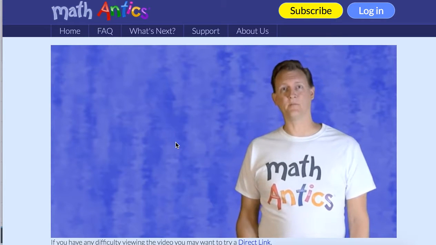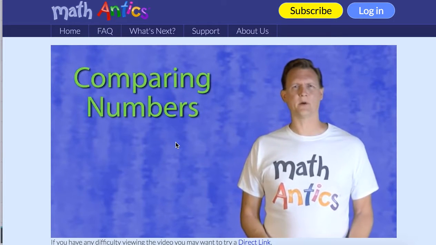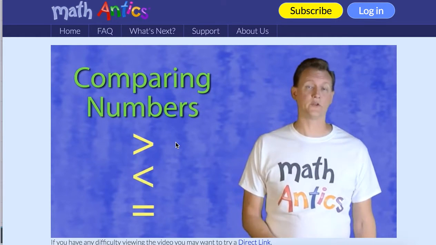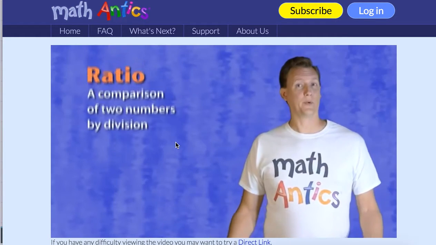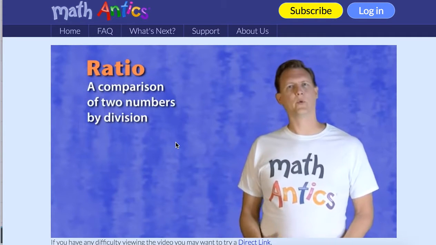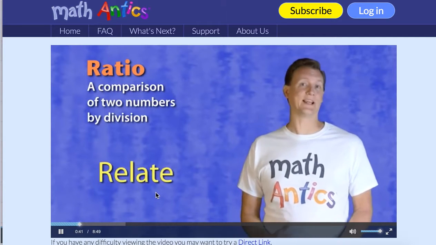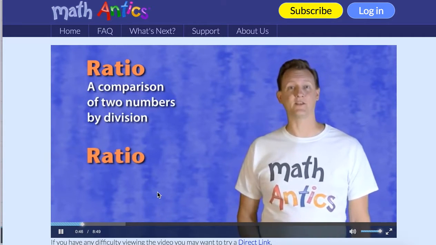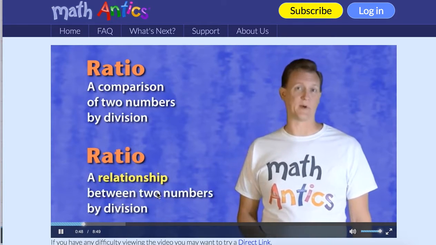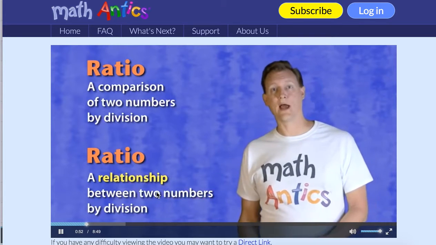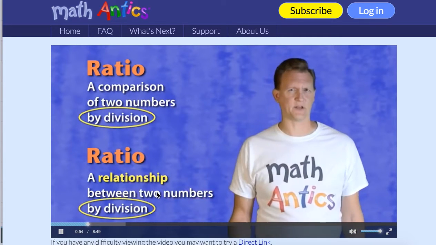And it's confusing because most of us think of comparing numbers as trying to decide if a number is greater than, less than, or equal to another number. But with ratios, we're not trying to compare numbers like that. Instead, we're really trying to see how 2 numbers relate to each other. So at Math Antics, we like to think of ratios as a relationship between 2 numbers by division. Okay, but how do you compare or show how 2 numbers are related by division?